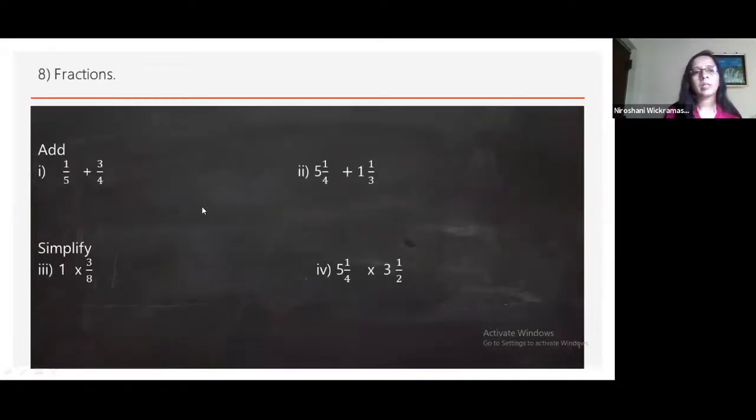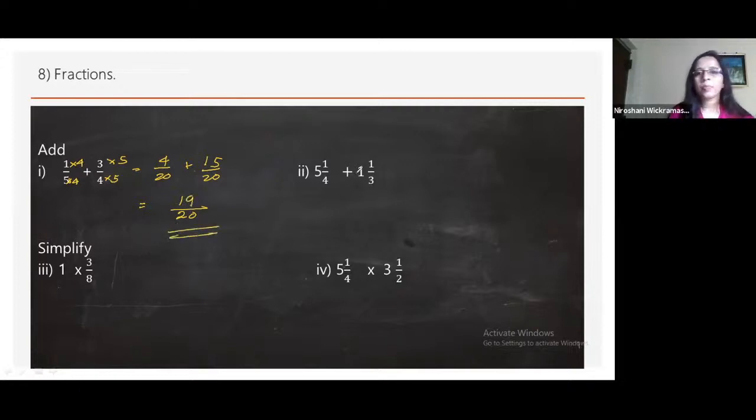Next one, related to the fractions. So we want to convert this to a common denominator. This is by 4. This is by 4. This is by 5. This is by 5. Then 4 over 20 plus 15 over 20. The common denominator, 19 over 20.